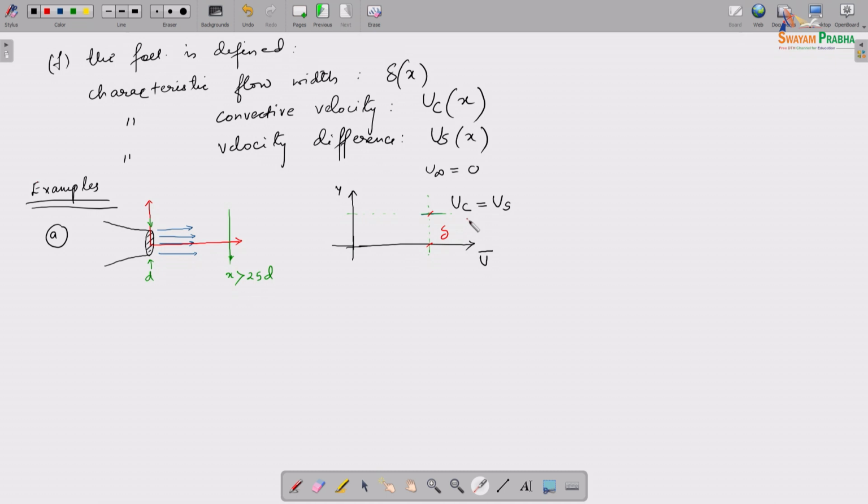So the convective velocity. But the velocity here is 0, so the difference is exactly u c minus 0, which is the velocity difference. Therefore, the velocity difference is the same as the convective velocity, that is the maximum velocity or the velocity that you have here at the edge of the spread. Okay. So that is what I mean.